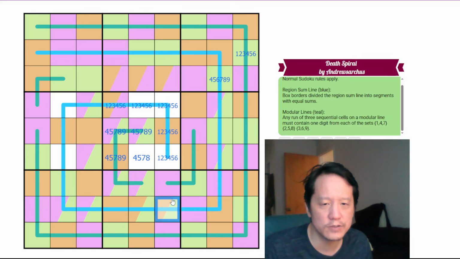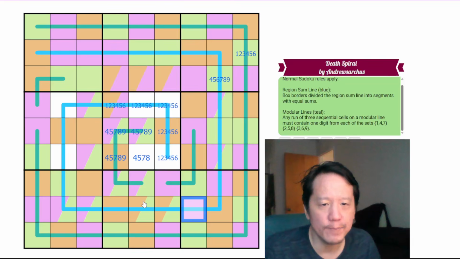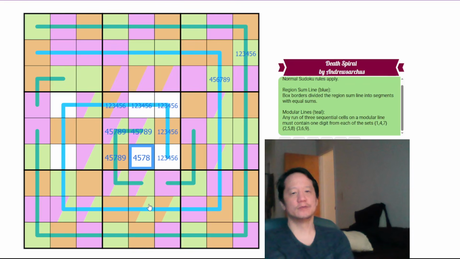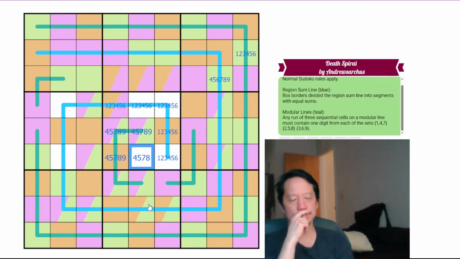We have orange here. Okay. This is orange, that's orange. This we don't know what that is. It's either 1 mod 3 or 2 mod 3. We don't know which one though.